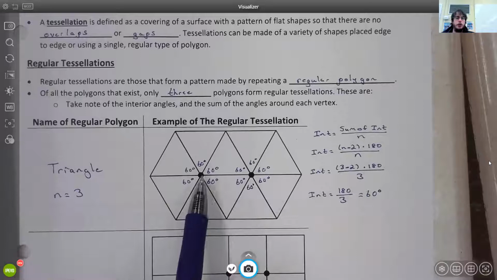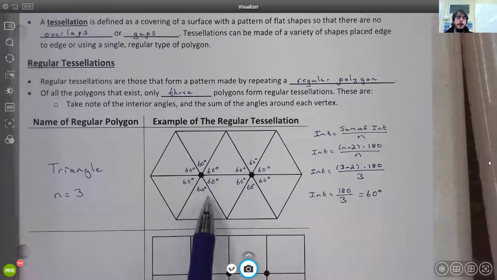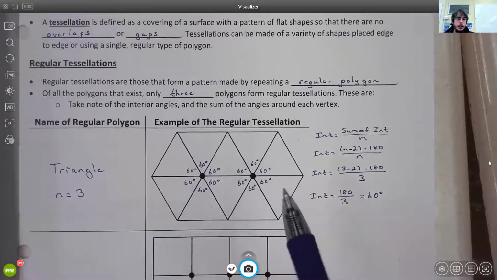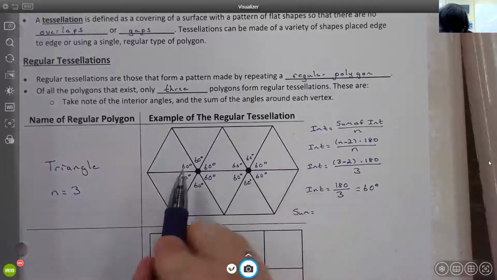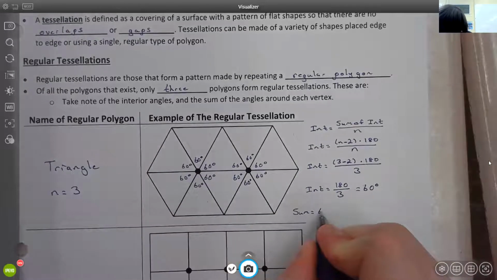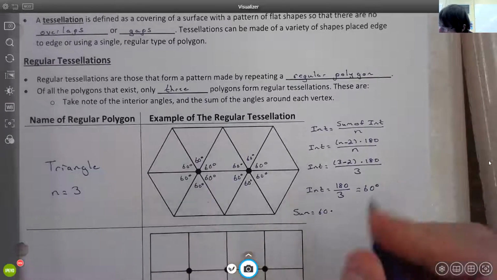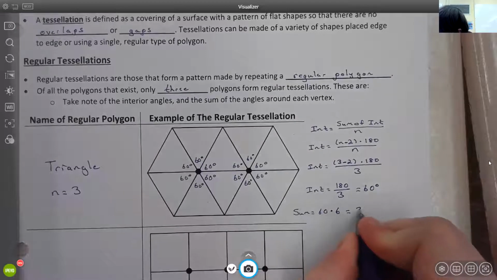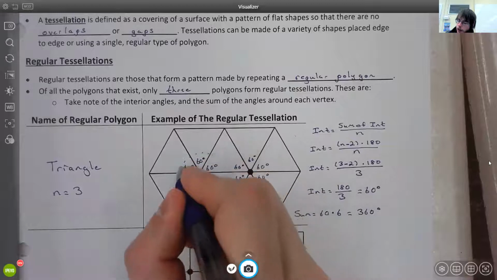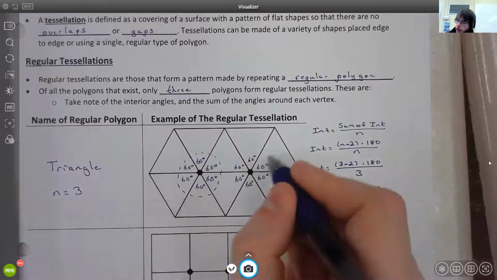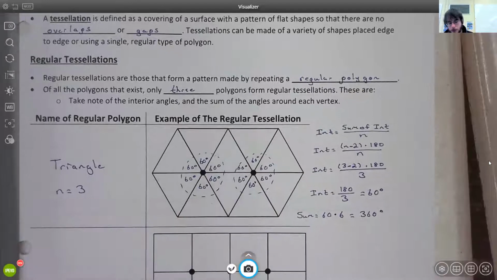And so now what we want to look at is determine the sum of the angles around each vertex. Well, the sum of the angles would be you adding them all together. So you would take 60 and add it together 5 more times. Or you can take 60, there's 6 of them, so 60 times 6, which gives you 360 degrees. So in this one, the sum is 360 degrees. Okay?